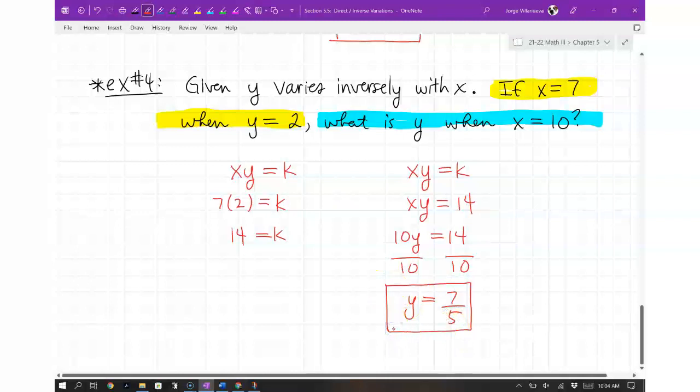And it's the same thing if they would have said y varies directly as x. The only difference is instead of xy equals k and xy equals k 2 times, I would have used y over x equals k, y over x equals k. But I would have done the problem the same exact way. The first equation I find k, the second equation I find whatever variable they want.